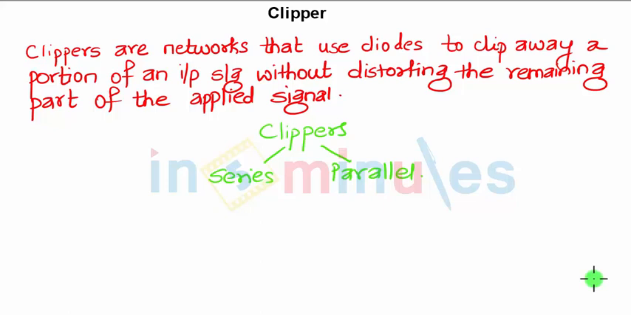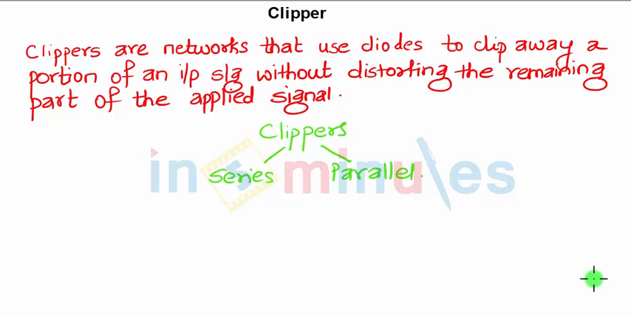The next topic to be studied is clippers. Now, what are clippers basically? Clippers are networks that use diodes which clip away a part or portion of an input without distorting the remaining part of the applied signal. That means if you want to make a half wave rectifier, you want to clip the positive half cycle or the negative half cycle from the entire wave, then a clipper can be used there as an application.